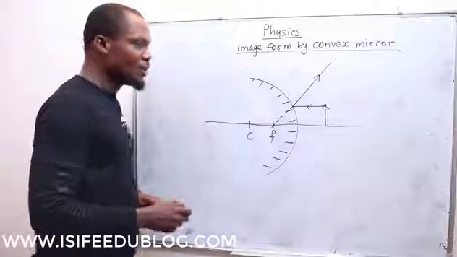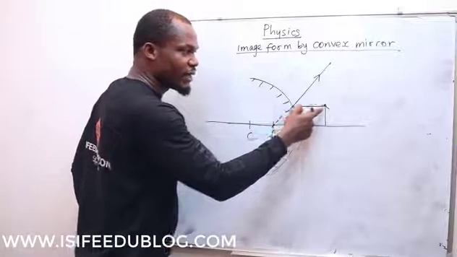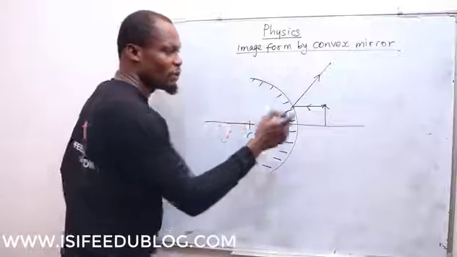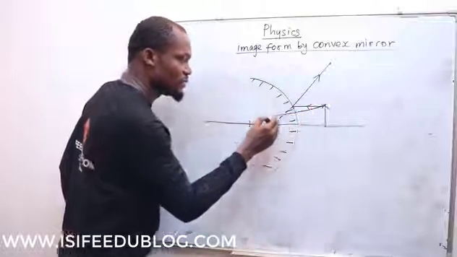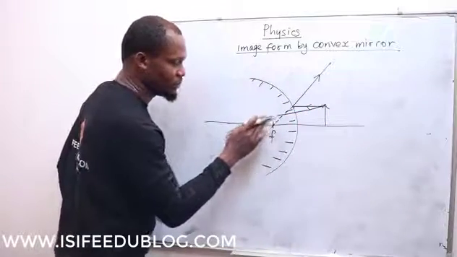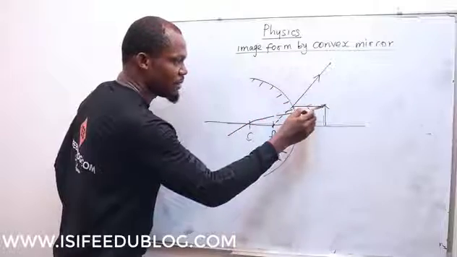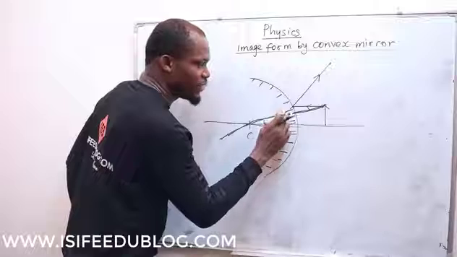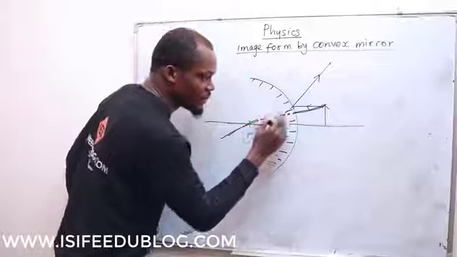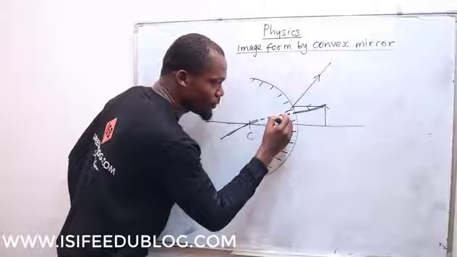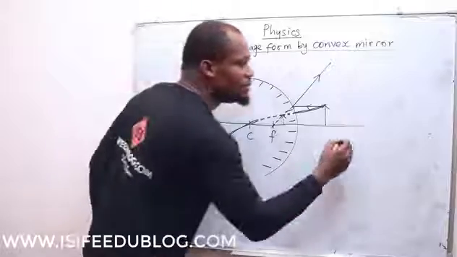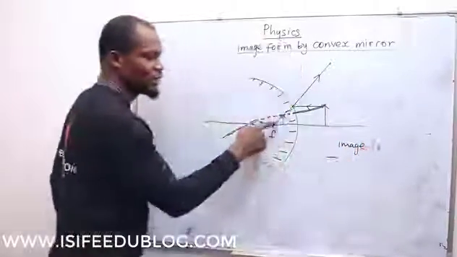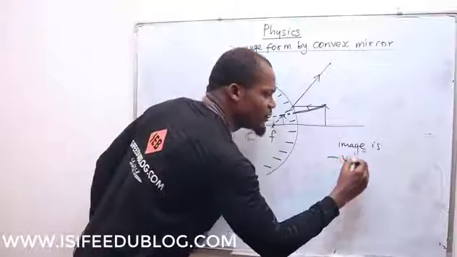And finally, we use the ray that is passing through the center of curvature. And how will this ray pass? This ray is going to pass this way. Remember, this is a straight line, please. So here we use a broken line, and we can see where the image is formed. And again, the image is behind the mirror, hence you can see it is virtual.